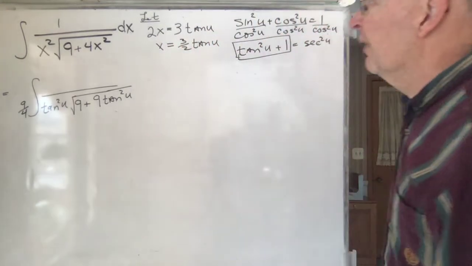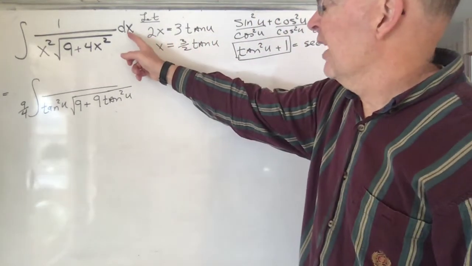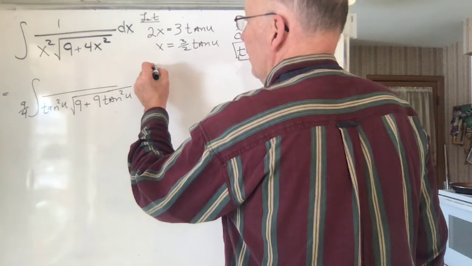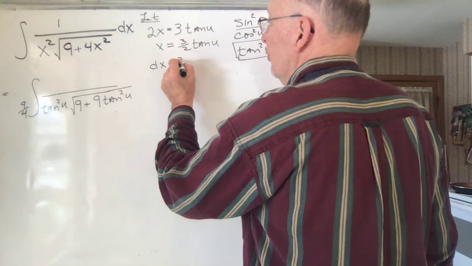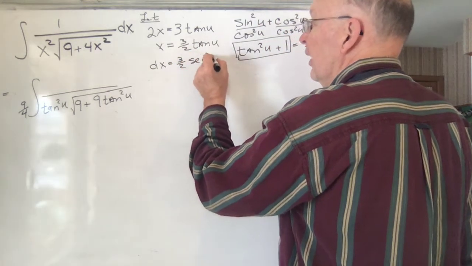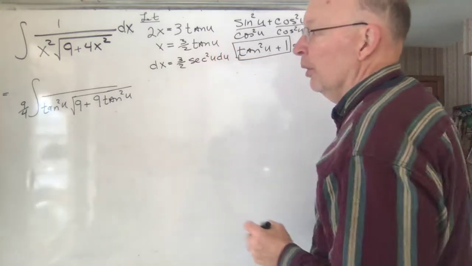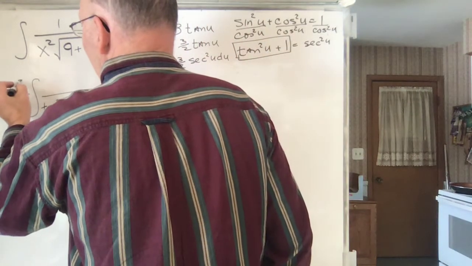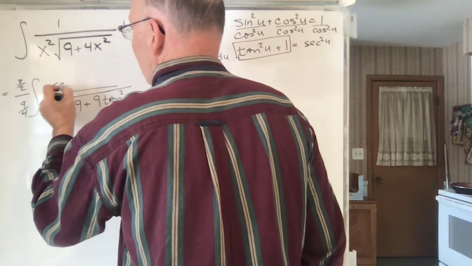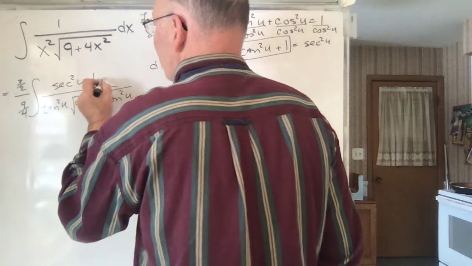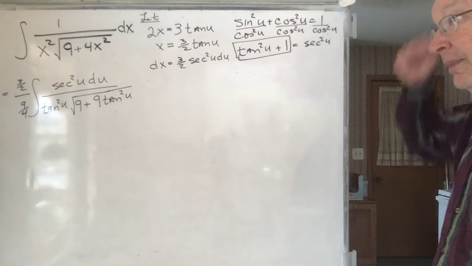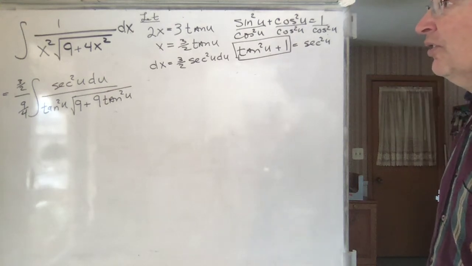Okay, so that takes care of that. What do I have upstairs? I have a dx. I need to get a dx. What is a dx? Well, let's figure it out. dx is equal to 3/2. What's the derivative of the tangent? It's the secant squared of u du. So up here, I'm going to have a 3/2, and then I'm going to get a secant squared u du, like that. Okay? There it is.